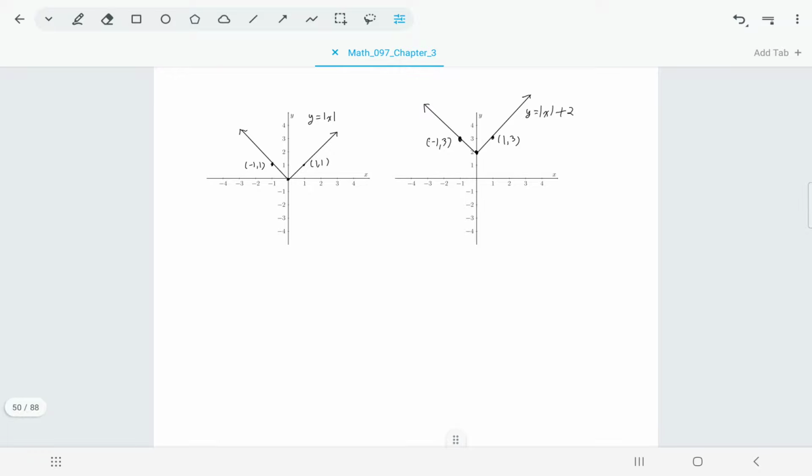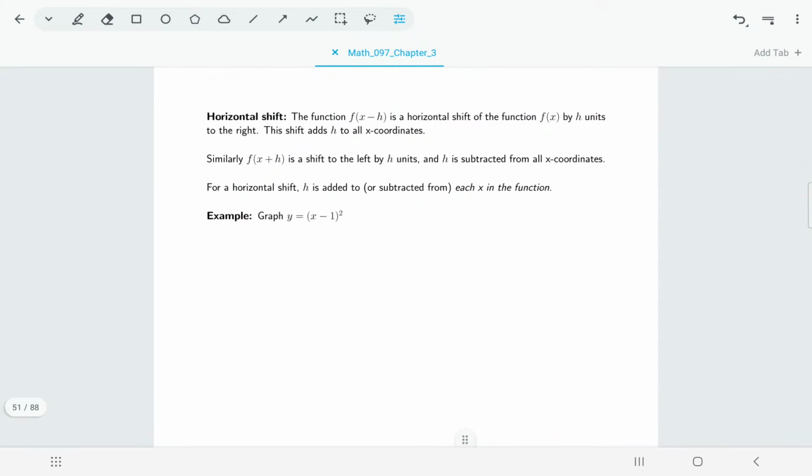Okay, so now we've looked at vertical shifts. Next up is horizontal shifts. One thing that we're going to see is that for all of the horizontal transformations, they work in the sort of opposite way that you would expect them to compared to the vertical transformations. So with vertical shifts, a positive number meant shift upwards. With vertical shifts, a negative number meant shift downwards.